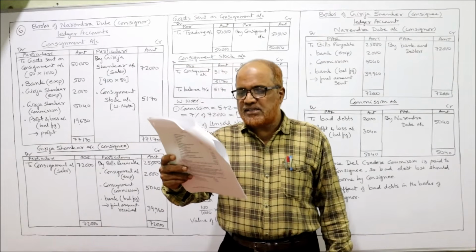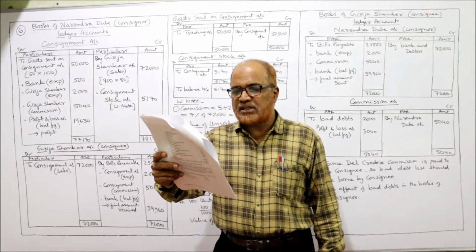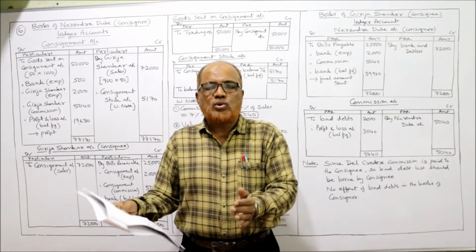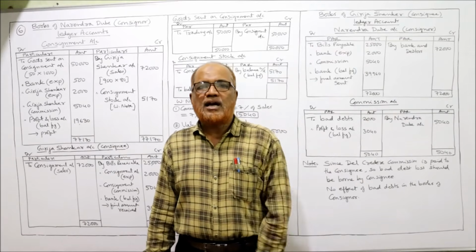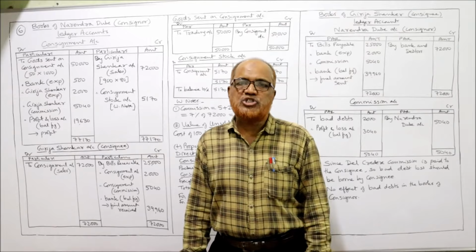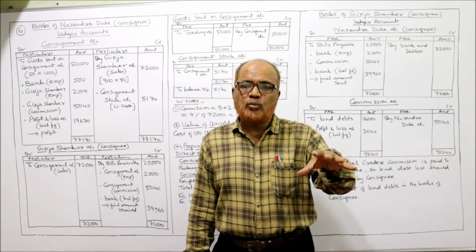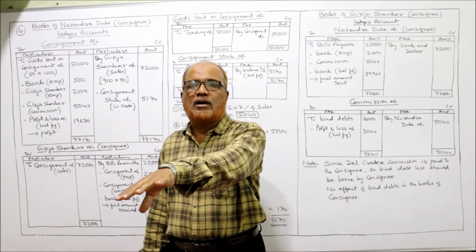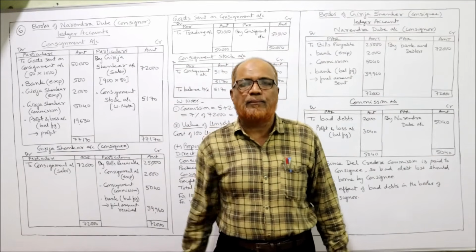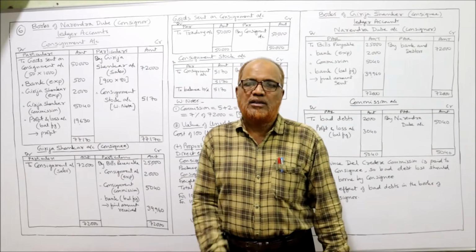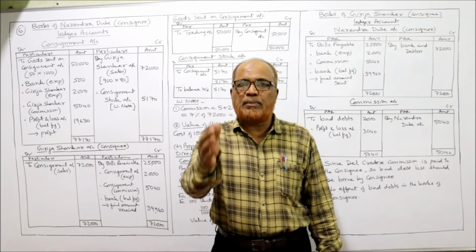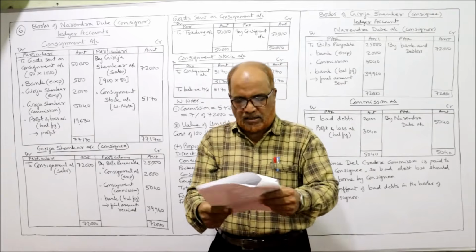On receipt of the consignment, Girija Shankar accepted a bill of 25,000 payable after 3 months. So as soon as the goods are received, Girija Shankar has accepted a bill of exchange of rupees 25,000. That means Narendra Dubey has drawn a bill on Girija Shankar. Girija Shankar accepted the bill and returned the bill. That is an advance. This 25,000 rupees bill is an advance given by the consignee to the consignor.